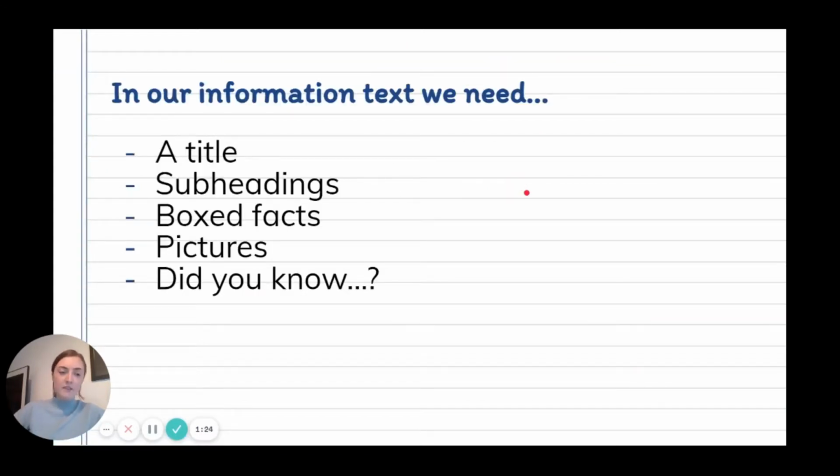Okay, let's look at our fact files. In our fact files, our information text, we now know that we need to include a title, subheadings, boxed facts, pictures, and a did you know. So that's what we're going to work on today.